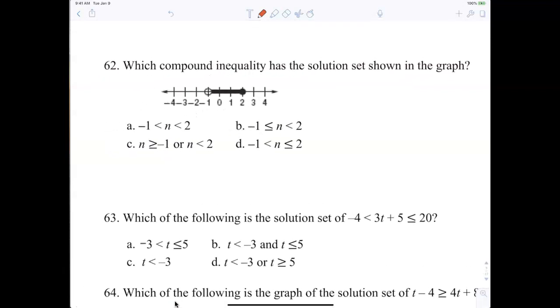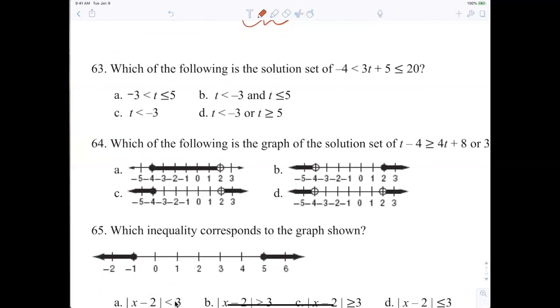For 62, this is just the variable is between -1 and 2. All right, now this open circle, don't forget, means that it's not including. So if it's not including, it can't be B or it can't be C, right? The filled in circle here means equal to, so it has to be D. So again, this is open, this is closed, all right? This means I'm between -1 and 2.